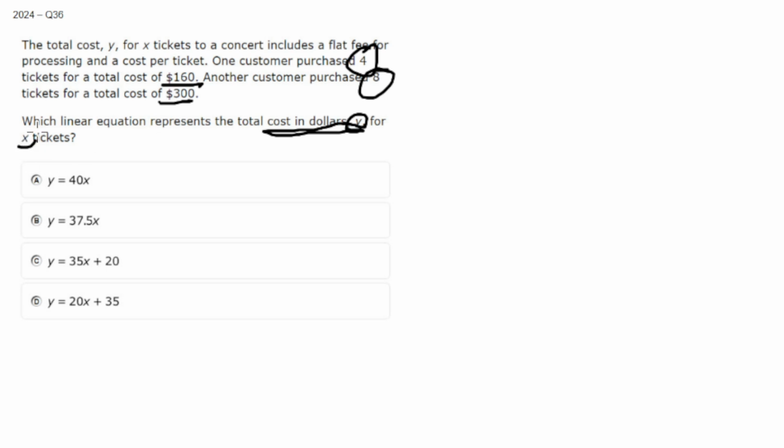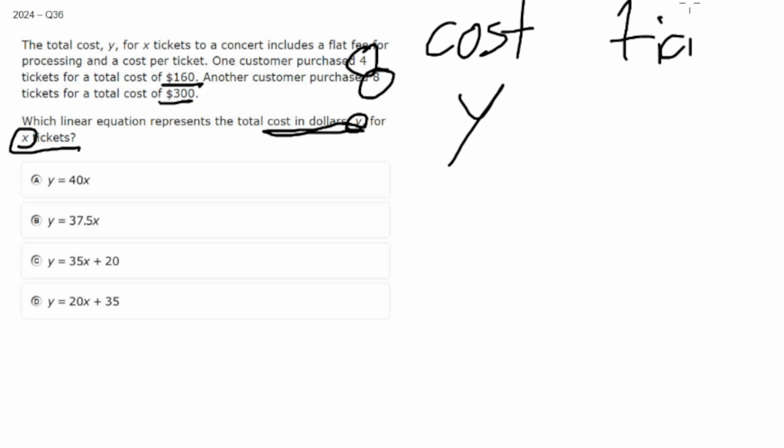and for X tickets? Okay, so that means that my cost is going to be my Y, and then my tickets is going to be my X. Awesome, right? My tickets, my cost, my tickets.